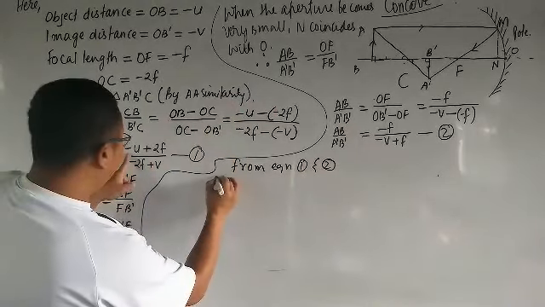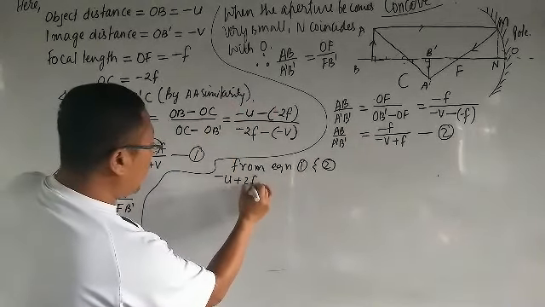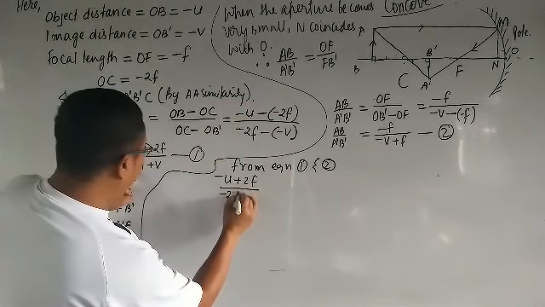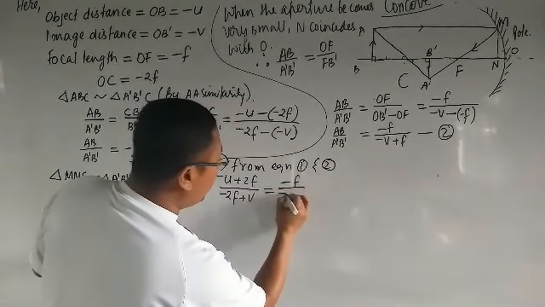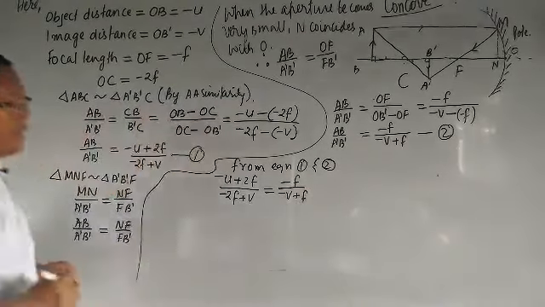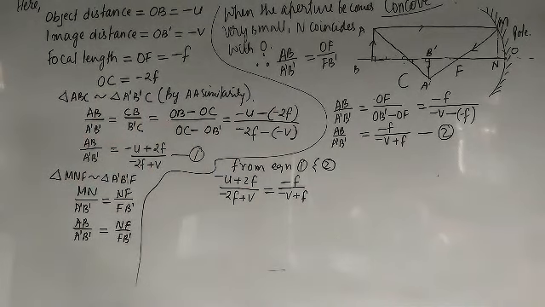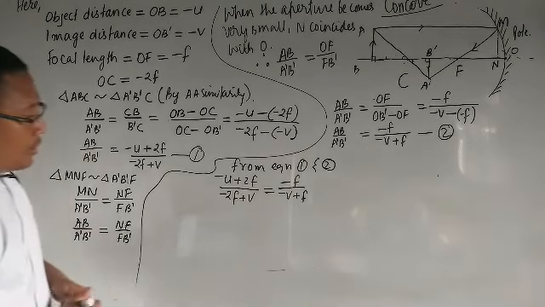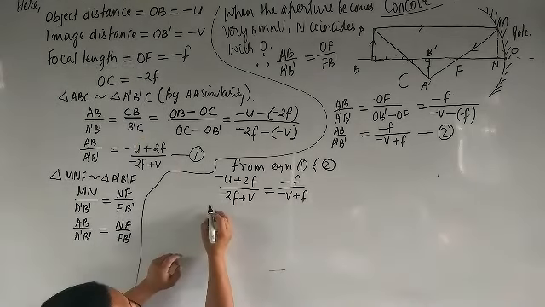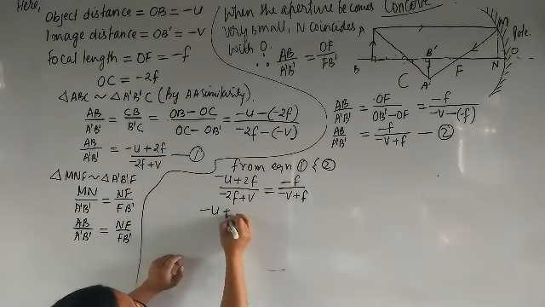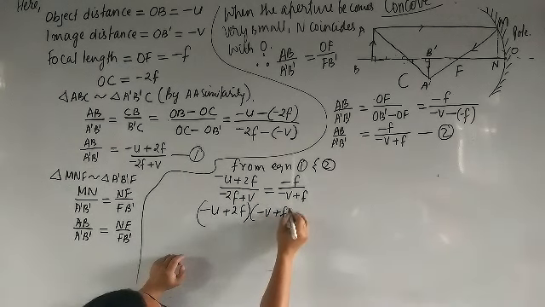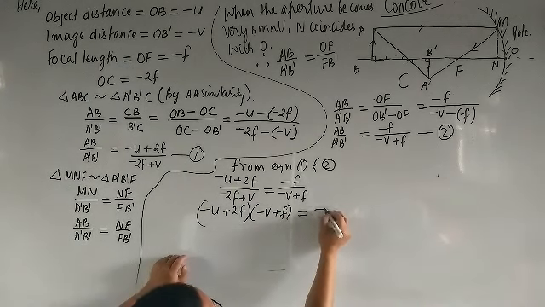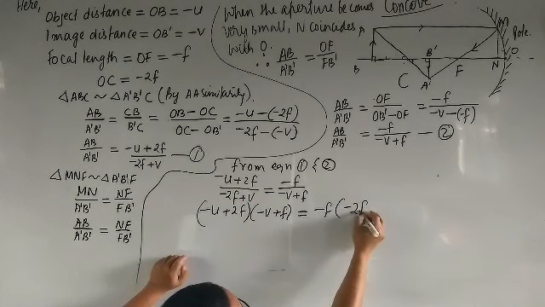so here we have minus u plus 2f by minus 2f plus v equal to minus f by minus v plus f. Now all we have to do is cross multiply. So let's cross multiply and write it. Minus u plus 2f into minus v plus f equal to minus f into minus 2f plus v.